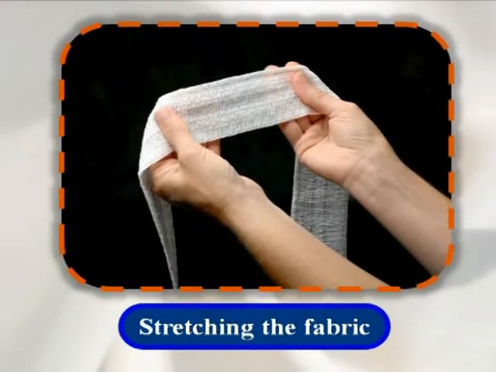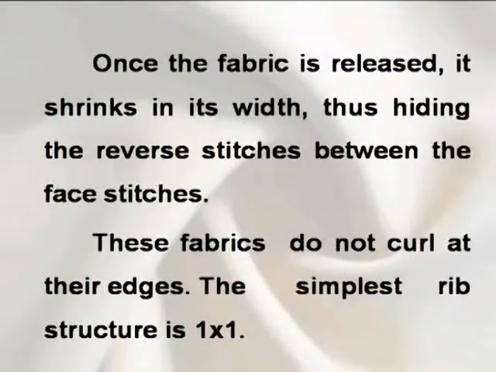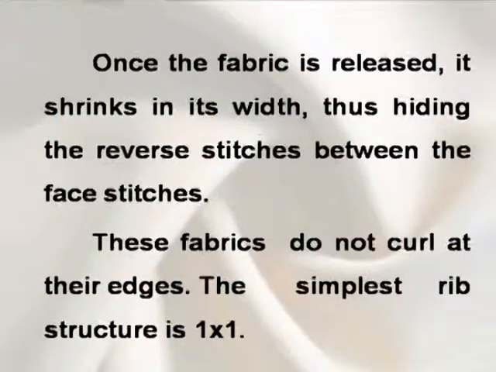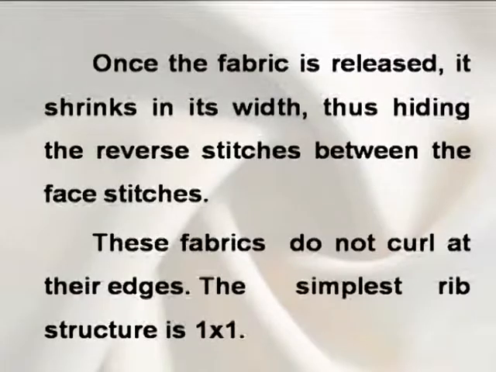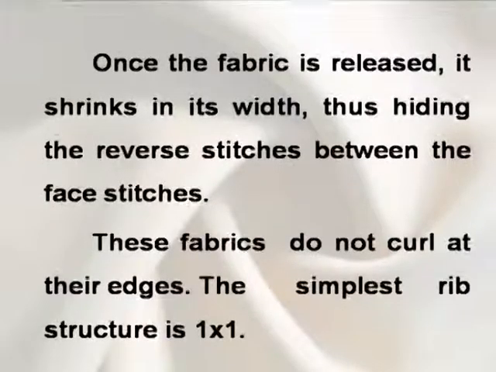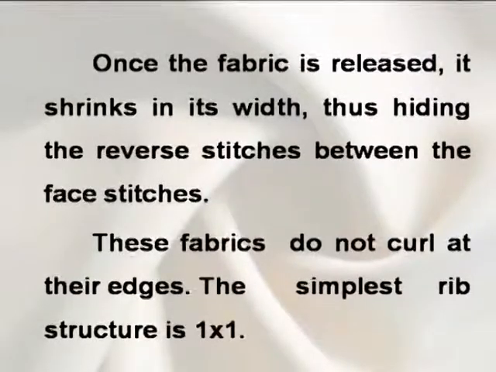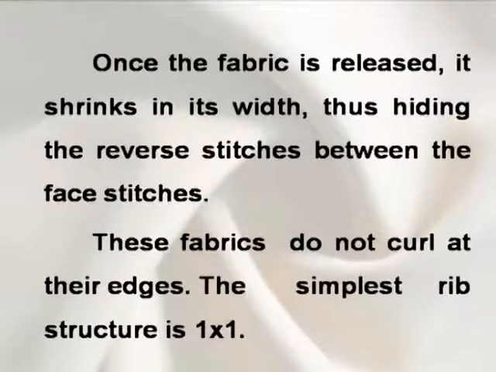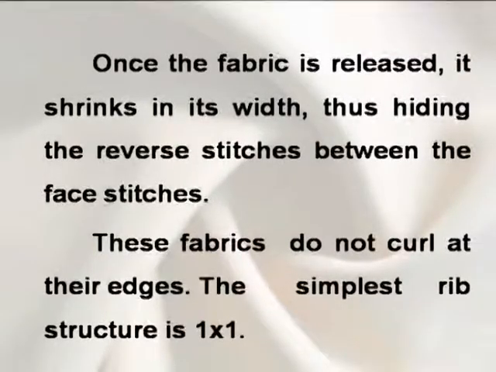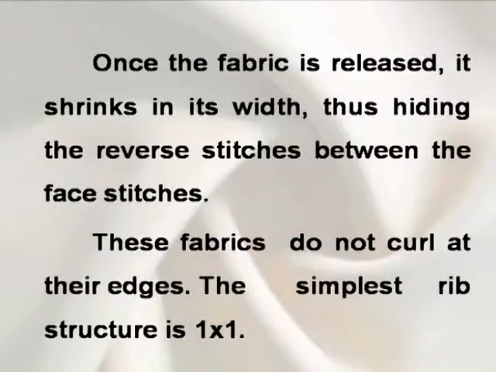When the fabric is stretched widthwise, both sides of the fabric show alternately face and reverse stitches in each course. Once the fabric is released, it shrinks in its width, thus hiding the reverse stitches between the face stitches. These fabrics do not curl at their edges. The simplest rib structure is 1 by 1.